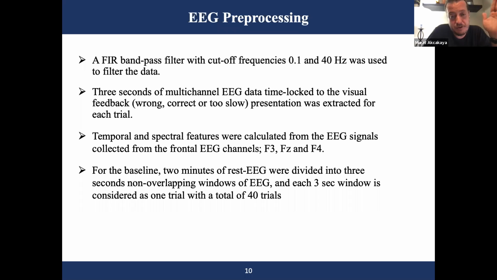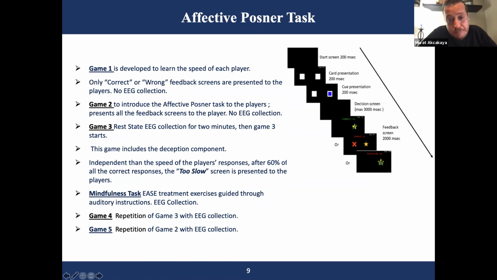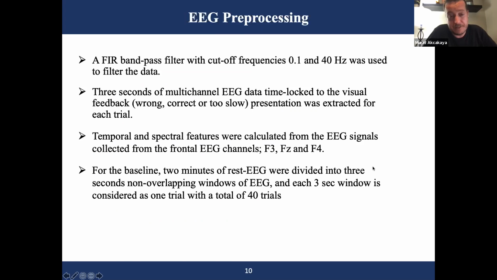The visual presentation of feedback corresponds to the feedback screen, which includes the correct, incorrect, or too slow responses. So basically, we are extracting 3 seconds of EEG data, time locked to those visual feedbacks. And then based on this extracted EEG, we are going to extract certain temporal and spectral features.